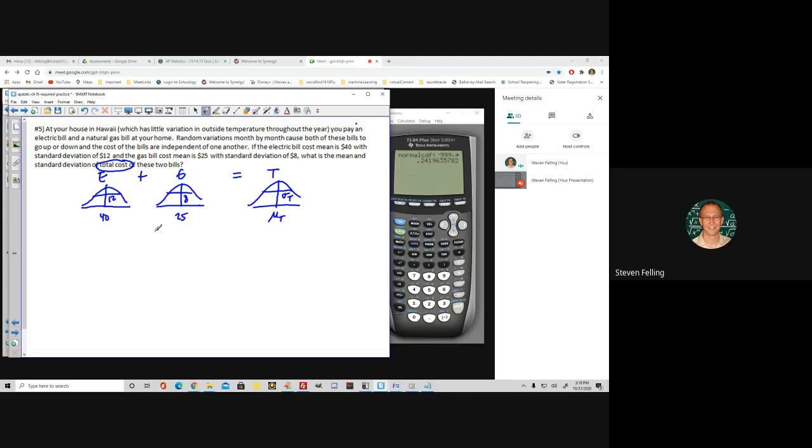All right, so let's write the algebra out. T is E plus G using random variables. Therefore, the mean of the total is equal to the mean of the electric bill plus the mean of the gas bill. So that's going to be 40 plus 25, or 65. And the units here would be dollars, so to include the units, we'd use the dollar sign. Okay, mean is easy.